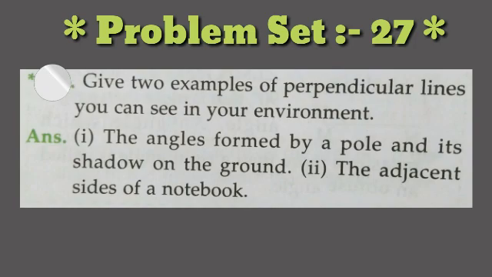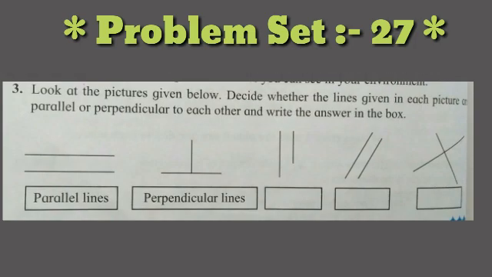Write it down. Now students, let's move towards the third question, where they have given us different examples of lines. So you have to look at the picture and decide whether the lines given in each picture are parallel or perpendicular to each other, and write the answer in the box. The first two answers are already given to you. You have to write the other three. Got it students? Can you do that? Yes, it is a very easy one. You can definitely do that.